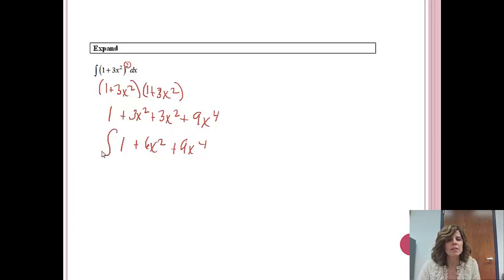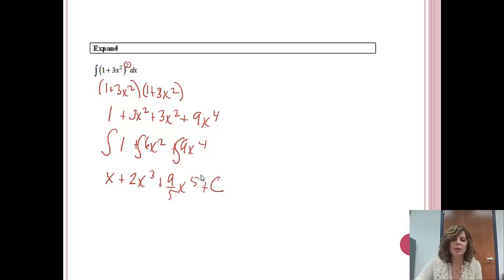And since there are plus signs, I can actually evaluate each integral separately. So when I do that, I'll get x plus 6/3, which would be 2x cubed, plus 9/5 x to the 5th, and then plus c. And voila, we're done with it.